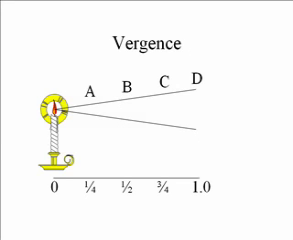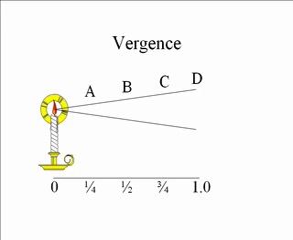Okay, so let's do these problems. What is the vergence at point A? Well, we are 1/4 meter from the candle, 1/4 meter to where the rays of light converge. 1/4 meter means that the absolute value of the vergence is 4, and the rays of light converge to the left, so A must be -4. C must be -4/3, -1.33.